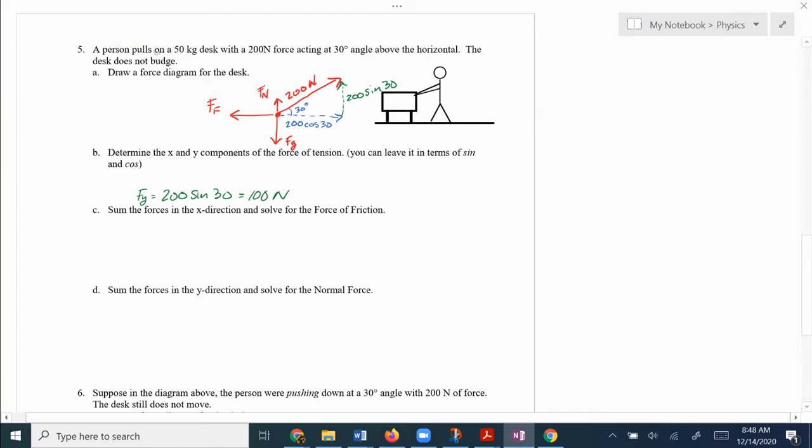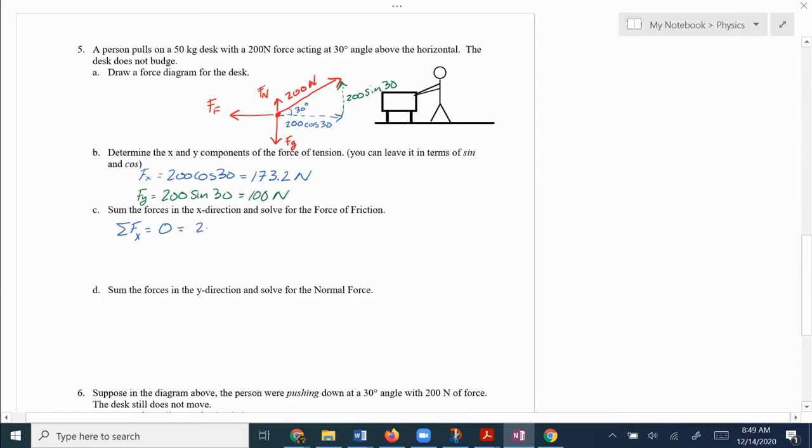And the y, or the x direction is 200 cosine 30, which is going to give you 173.2 newtons. So then it says sum your forces in the x direction. Again, we start out with that notation. Sum of the, oh, I wrote y though. Sum of the forces in the x direction, that's going to be 0 because it's not accelerating side to side.